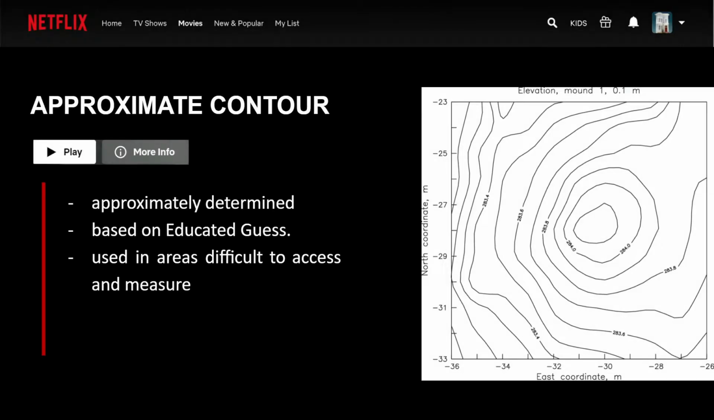Next slide, please. So, last but not the least, the next contour line is the approximate contours, which are lines that are approximately determined. These are lines that are drawn or plotted based on the educated guess of the surveyor's perspective. This line is usually used in areas where it can be difficult to access and measure their elevations. So, the approximate contours can usually be used when there's a cloud blocking the bird's eye view of one map. What a surveyor will do, he will approximate where is the trend or where is the path of that contour line. Next slide, please.